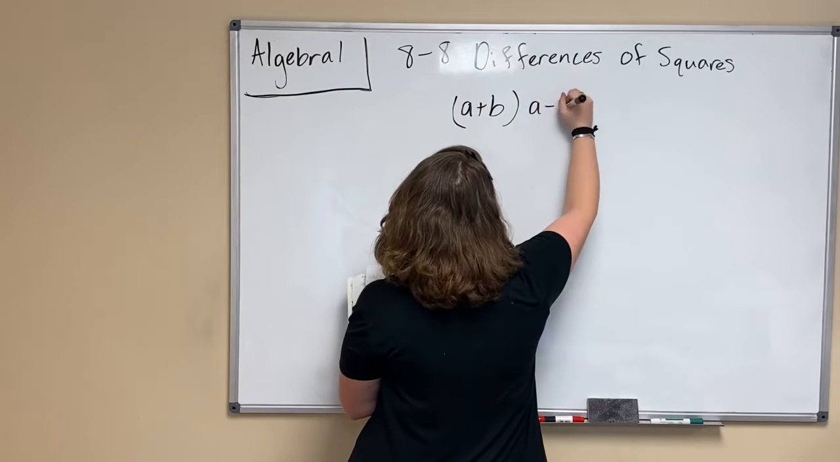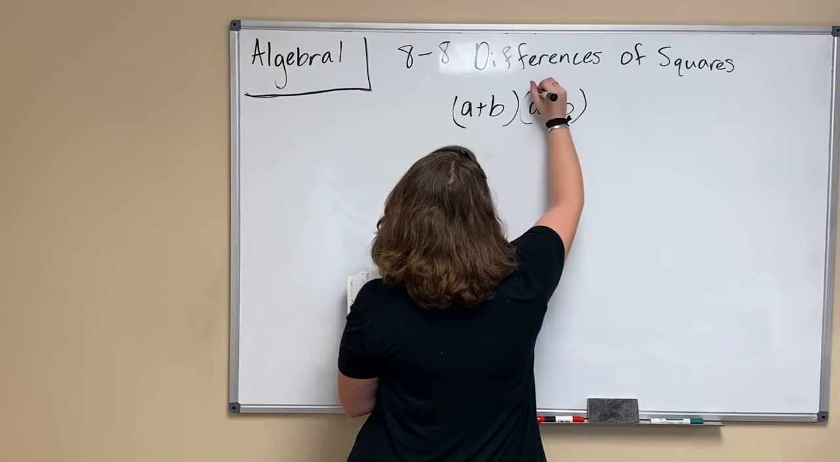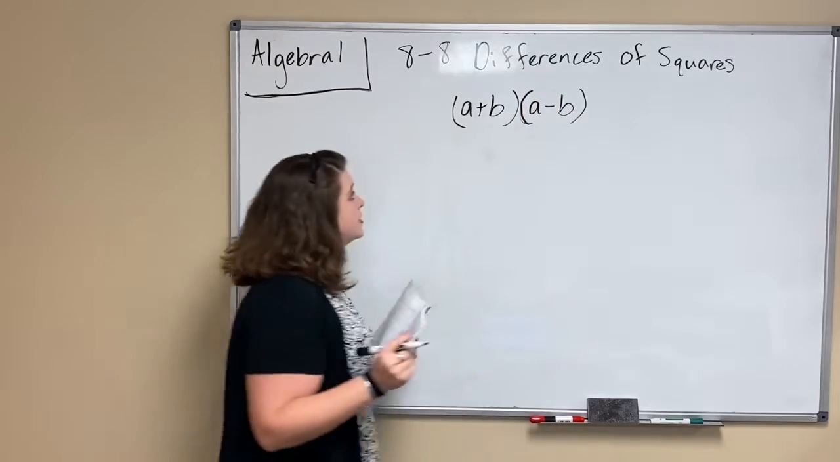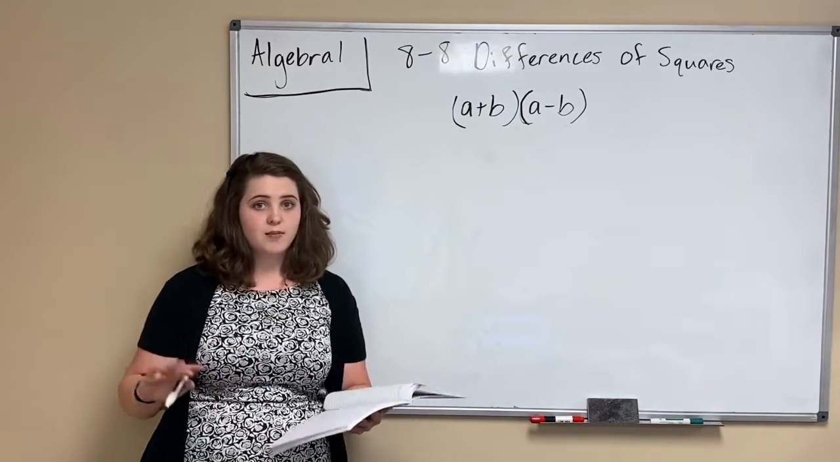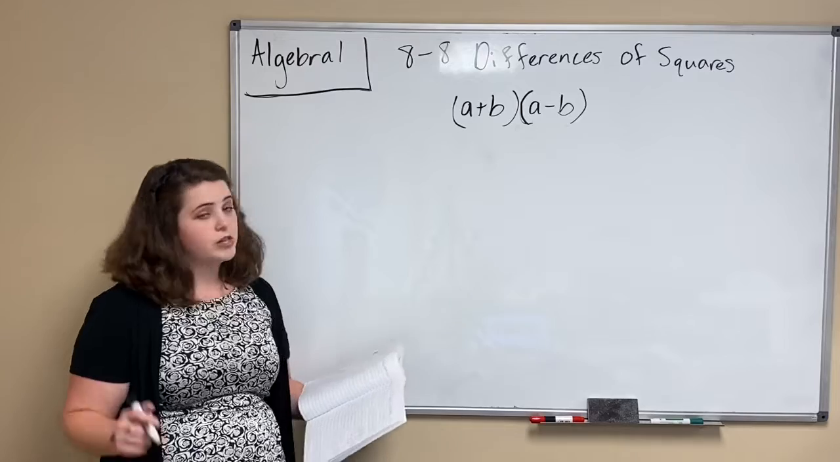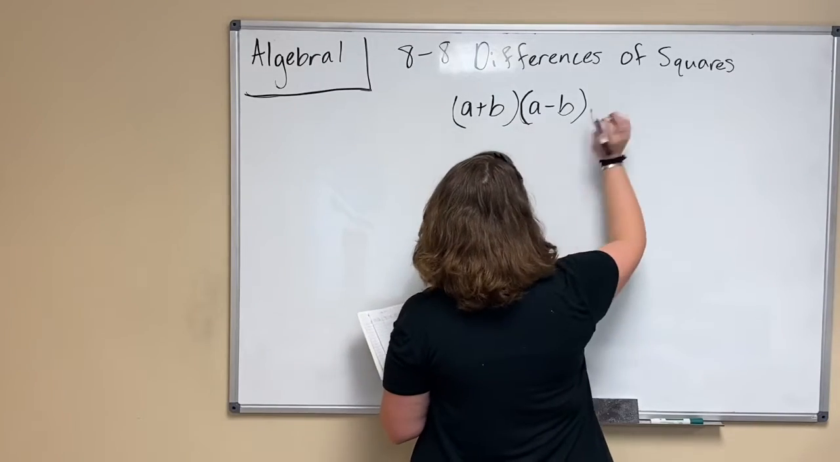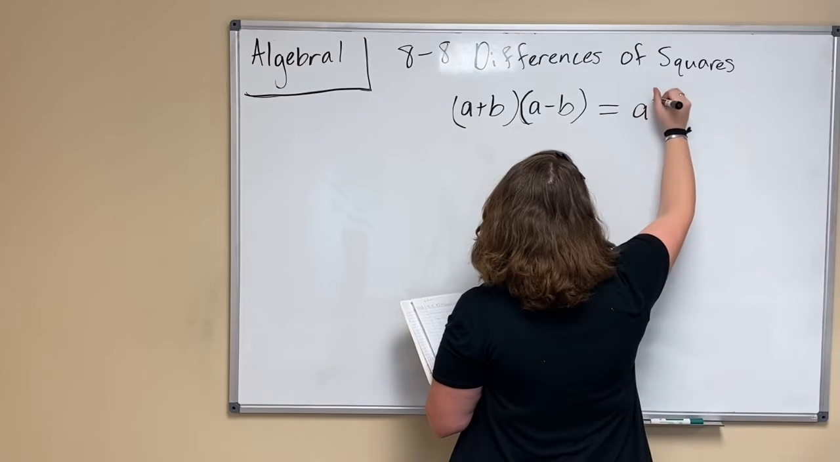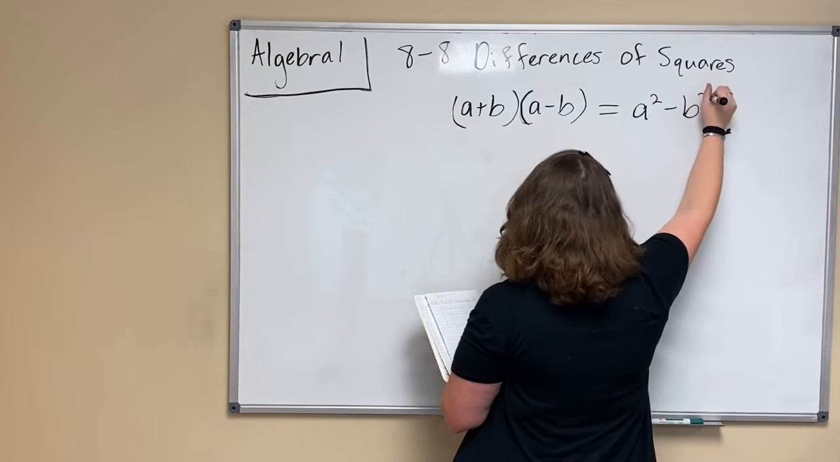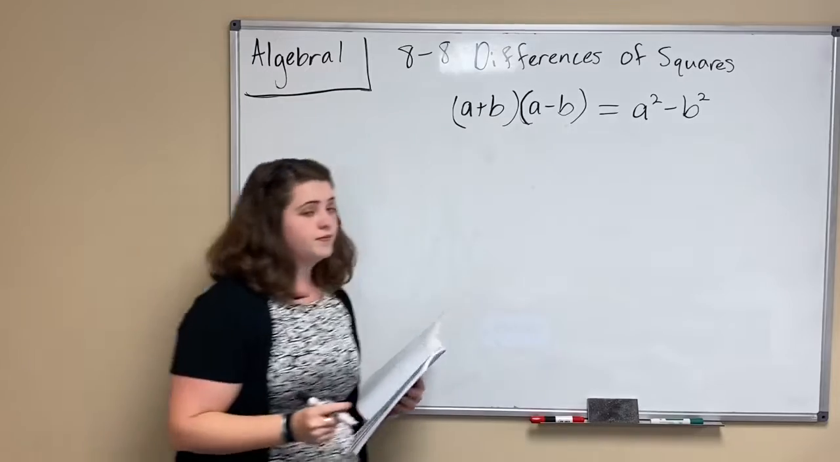times a minus b. We called this the product of a sum and a difference. We learned in 8-4 that the product of a sum and a difference equals a squared minus b squared.